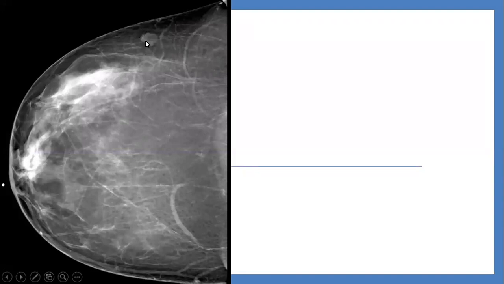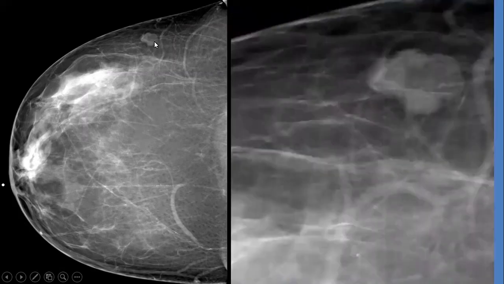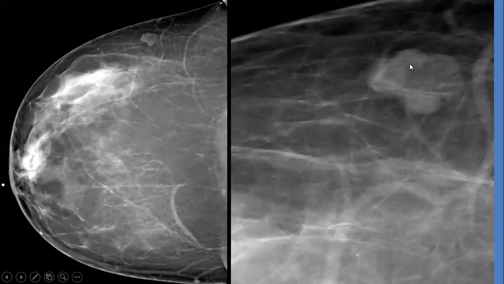Very, very typical intramammary lymph node seen on the CC view here in the outer breast. Look, it has a lobulation, but you can see here the central region is low density. When we do spot magnification, we could confirm the central lucent fatty hilum. Okay, in intramammary. What about this one? It's also our patients.